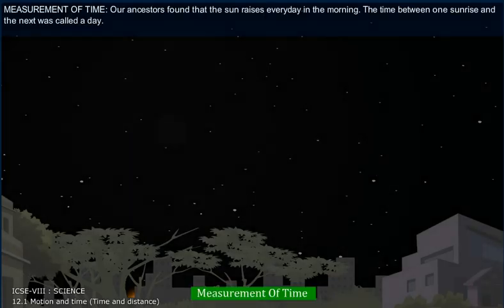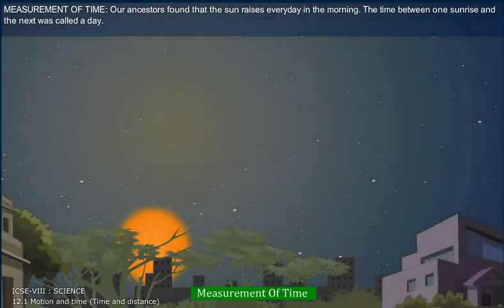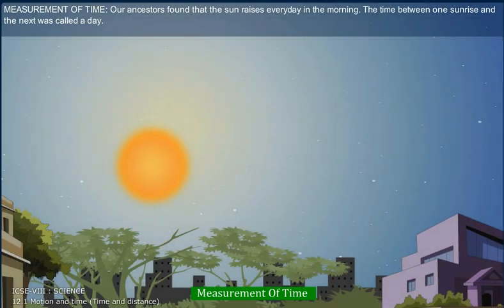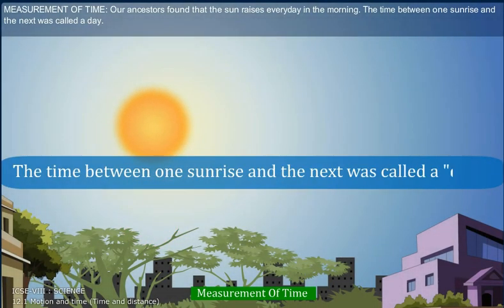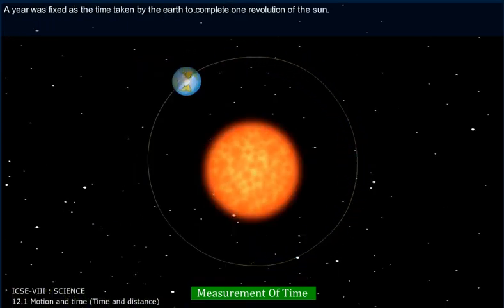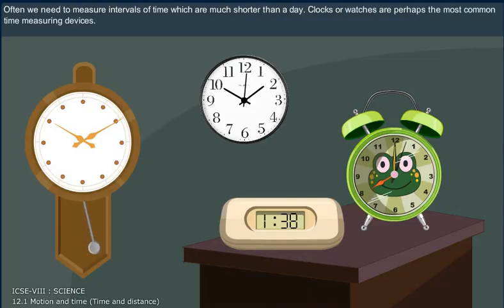Measurement of time. Our ancestors found that the sun rises every day in the morning. The time between one sunrise and the next was called a day. A month was measured from one new moon to the next. A year was fixed as the time taken by the earth to complete one revolution of the sun.